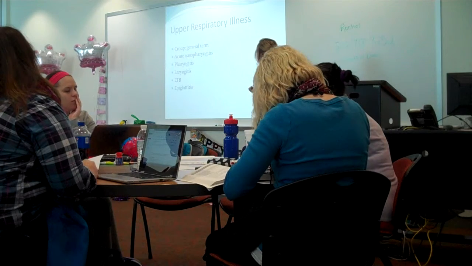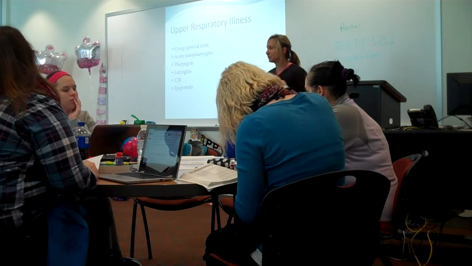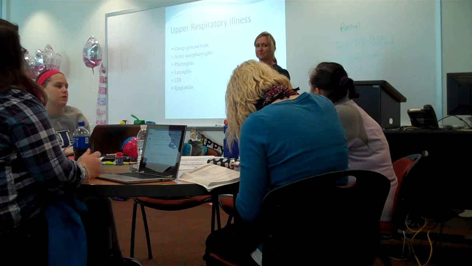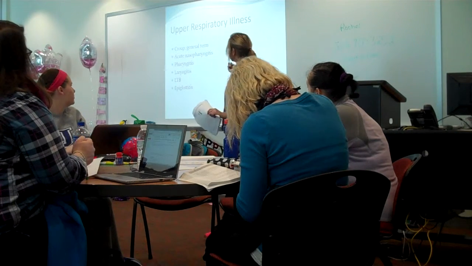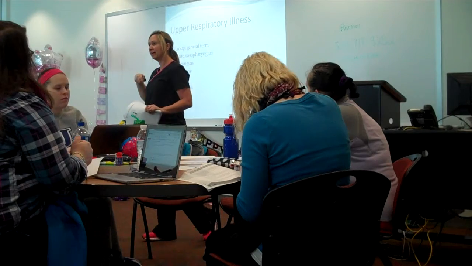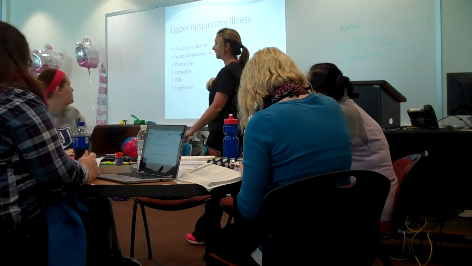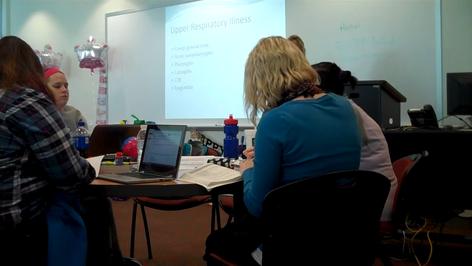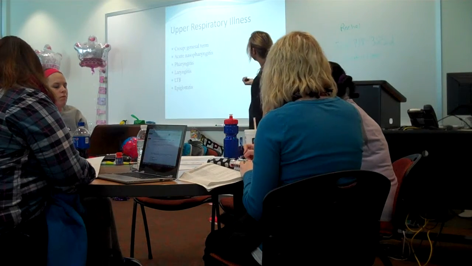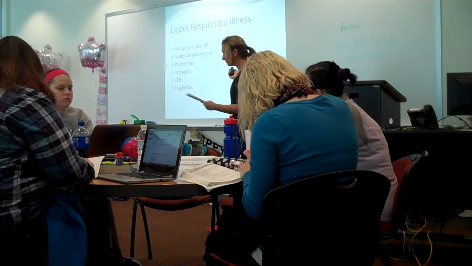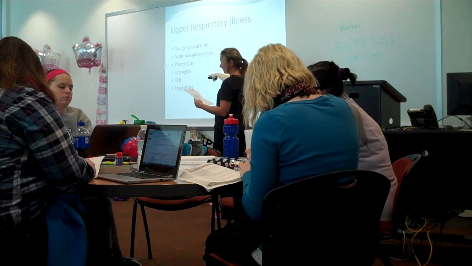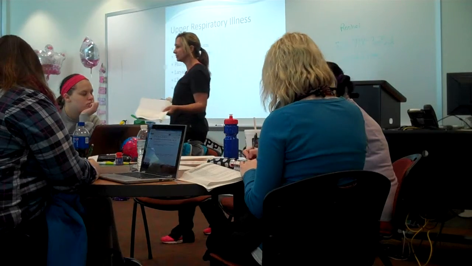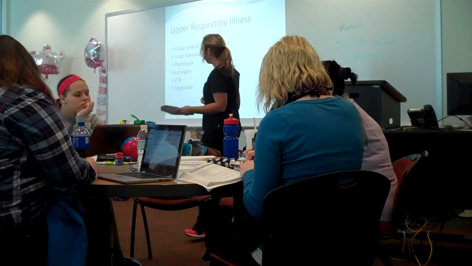Your upper respiratory illnesses a lot of times are referred to as what? Anybody know? I said, oh, my baby has croup. And most of your upper respiratory illnesses are some form of this croup, okay? The most common form of croup that you hear about is the LTB, which is laryngotracheobronchitis, which is a really long word, so that's why LTB is there, okay?